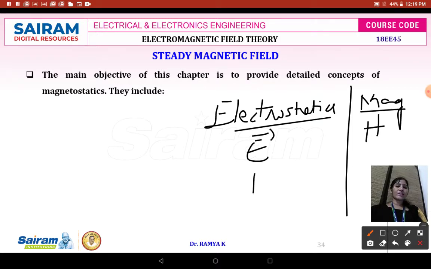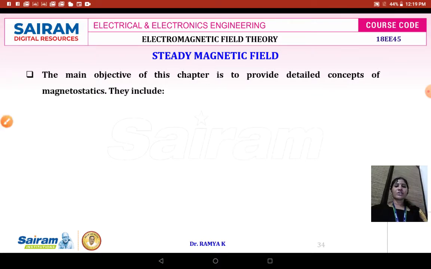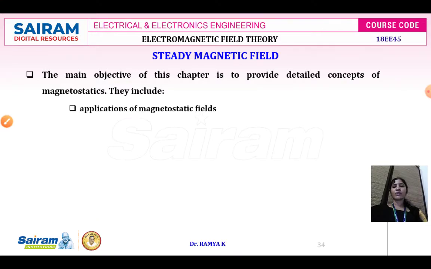In electrostatics, we dealt with electric flux density. Here we will be dealing with magnetic flux density. So these two terms will give a differentiation, and the main objective will include all the concepts of magnetostatics.